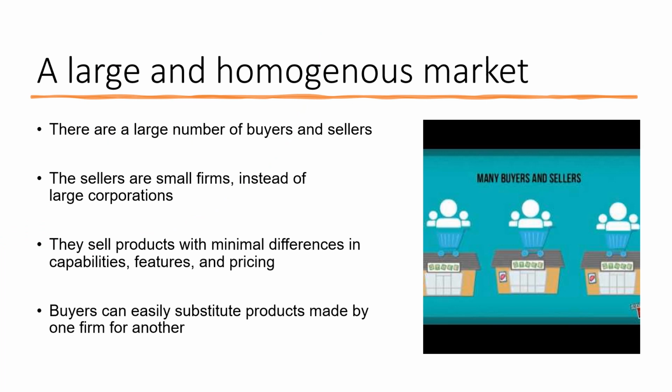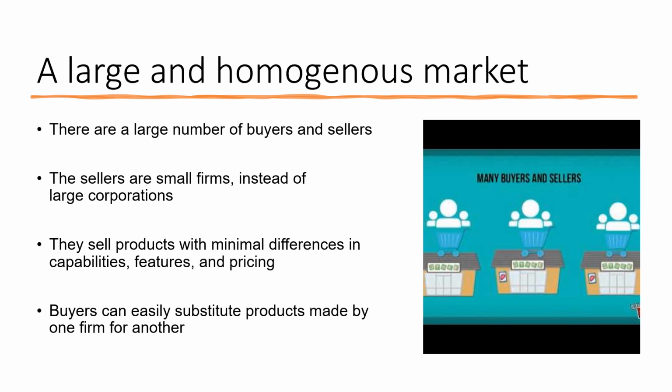A large and homogeneous market. Homogeneous could be a new word for you guys, and that means something is of the same kind, that it is alike. So in a homogeneous market, products traded are more or less the same really. It is as simple as that.